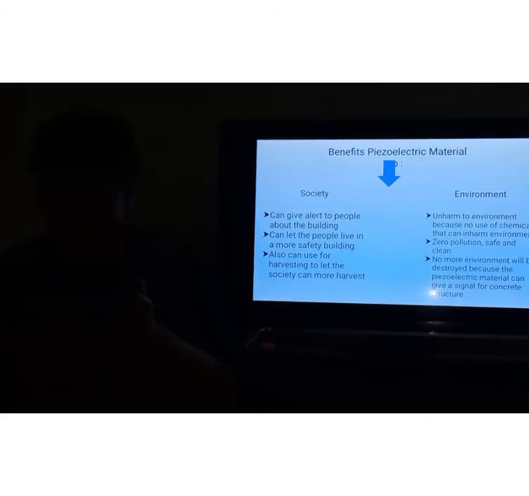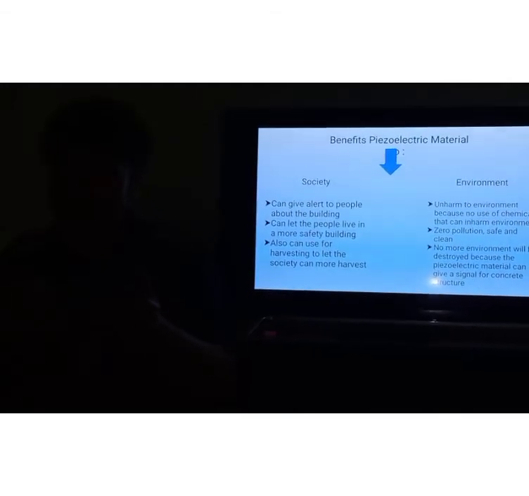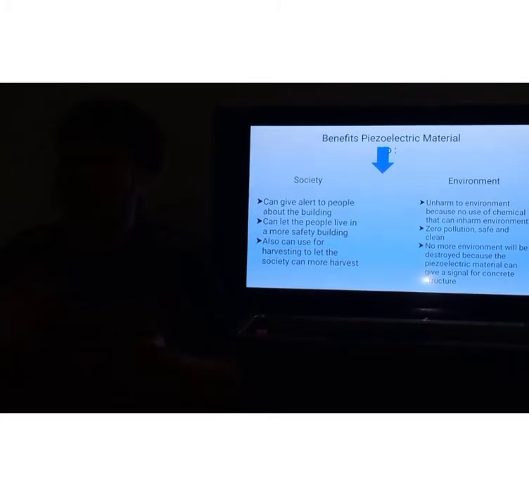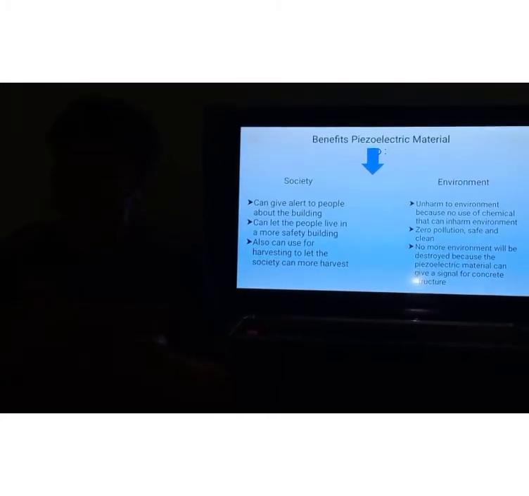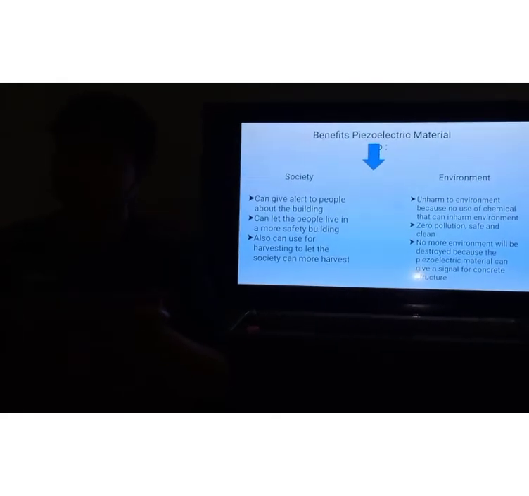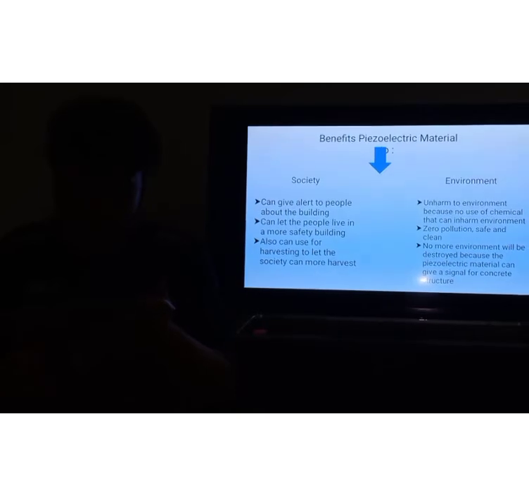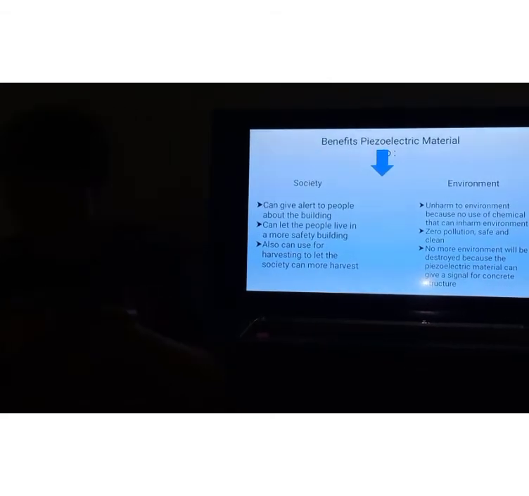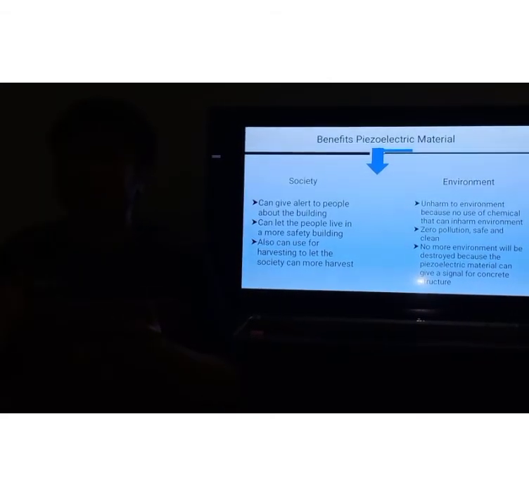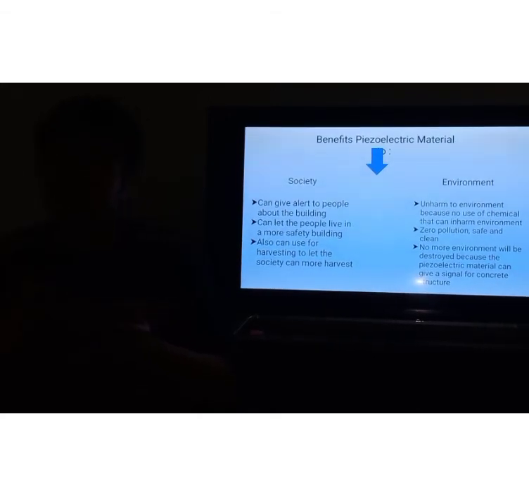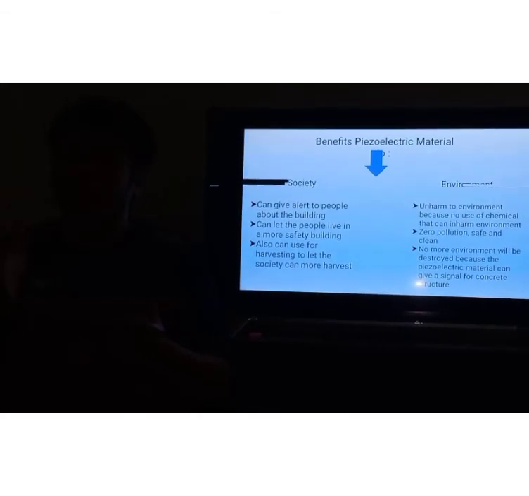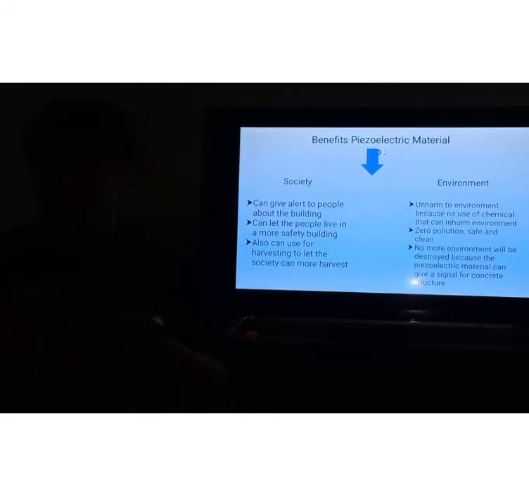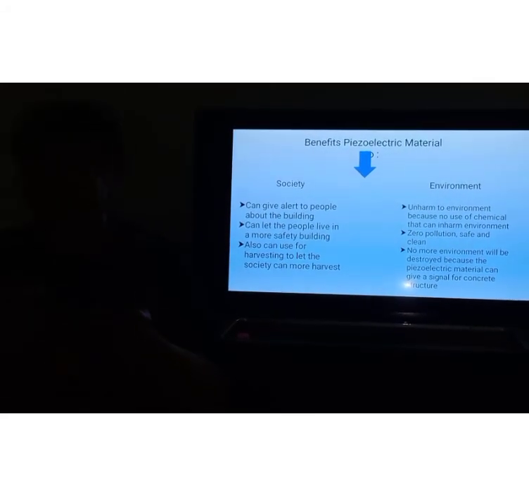Another is the environment. What is the environmental benefit? It is friendly to the environment because it has no pollution and does not use chemicals. It conducts electricity directly, so it will not cause a chemical reaction in the environment. Another benefit is zero pollution, safe and clean. The third benefit is less damage to the environment, because this material detects the structure to monitor its health. It keeps the construction safer, so the construction will not fall down, and no more jungle forest will be cut down to build new buildings.